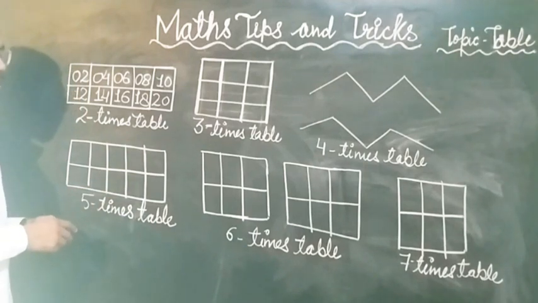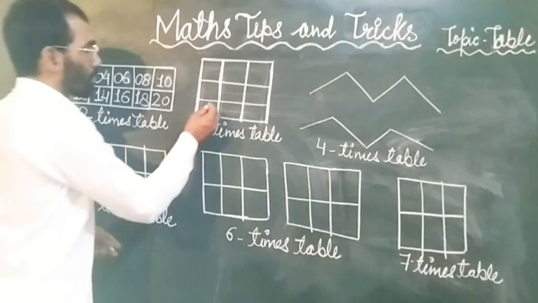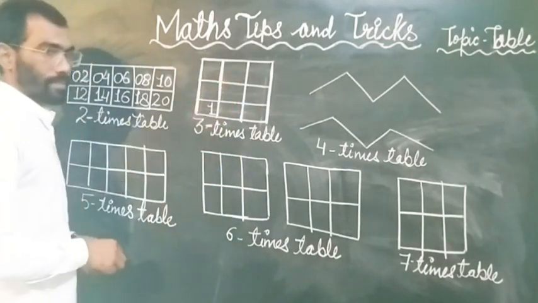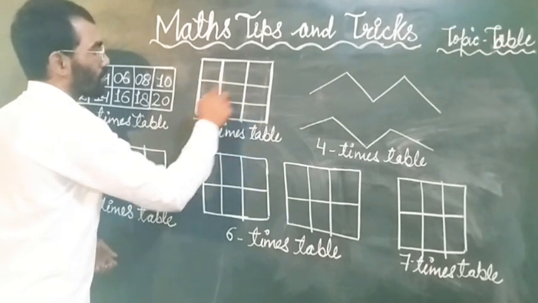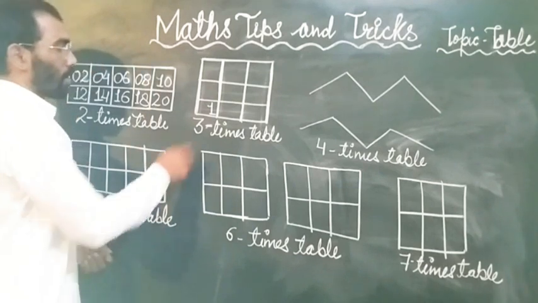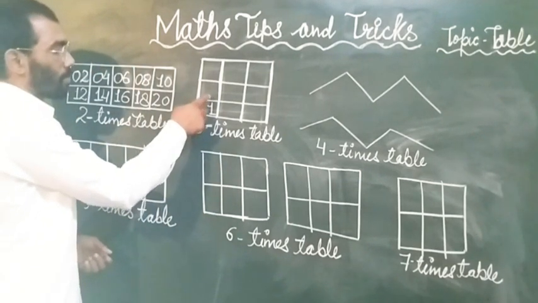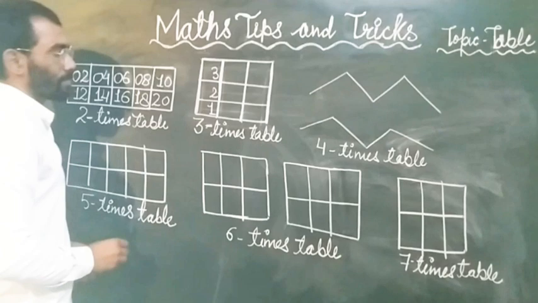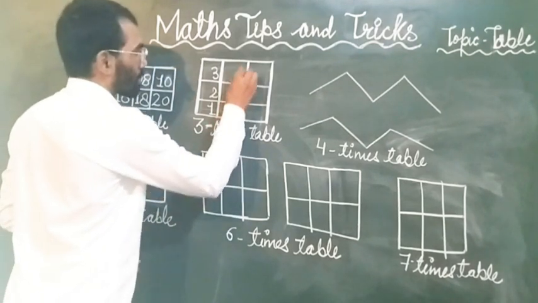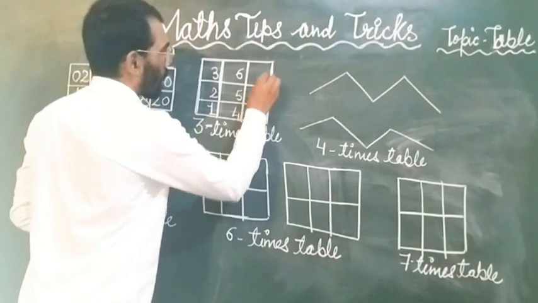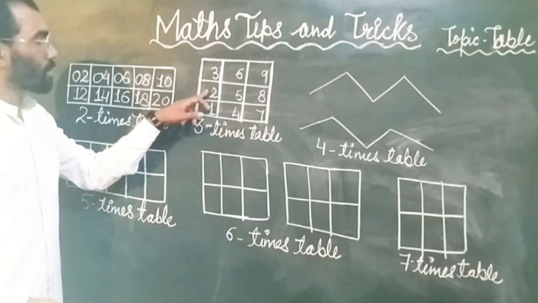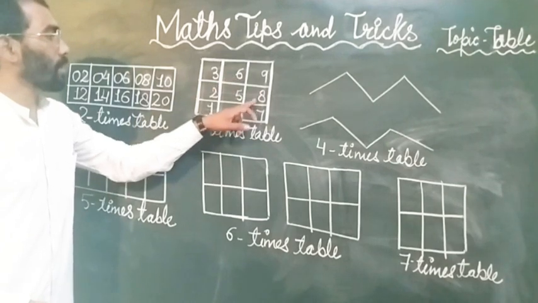Got it, students? Okay, moving on to the next table, the table of 3. Write 1 from bottom to top. There are 3 rows and 3 columns. There are 3 rows, 1, 2, 3, and columns 1, 2, 3. Start writing 1 from the bottom, and 2 in the second box, 3 in the third box, then 4, 5, 6, 7, 8 and 9.